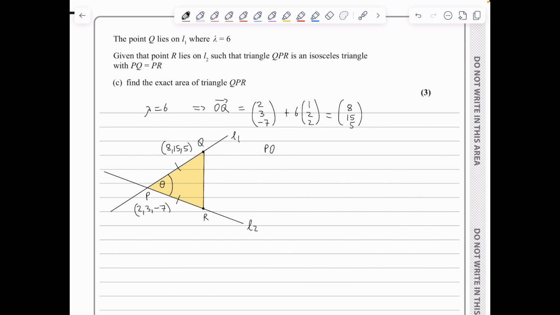So PQ is going to be 8 minus 2 squared plus 15 minus 3 squared plus the 5 minus the negative 7 squared, and all square root. This gives an answer of 18. So we know we're looking at an isosceles triangle with PQ and PR having a length of 18.